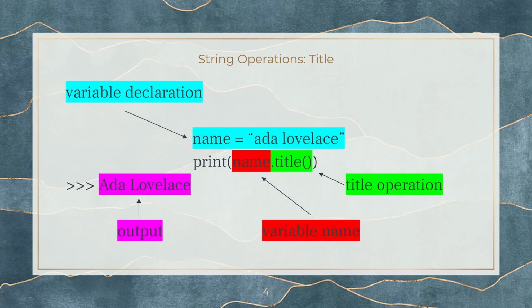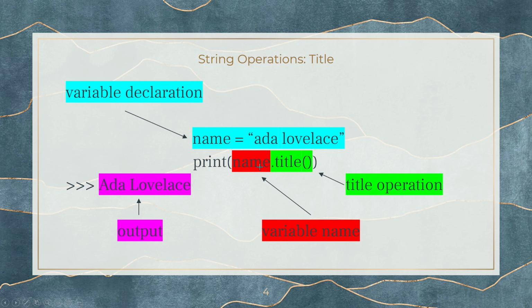So now we know about variables, let's look at a few operations we can perform on strings. First up, we have the .title operation. This command just converts our default string into a string whose first letter of each word is capitalized. As you can see in this example below, here we have variable declaration, which is name is equal to Ada Lovelace, and then we're printing out name.title.